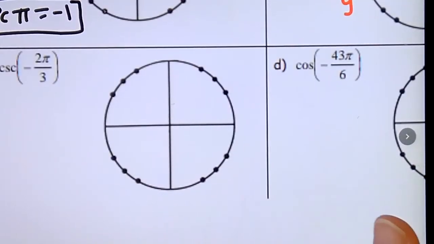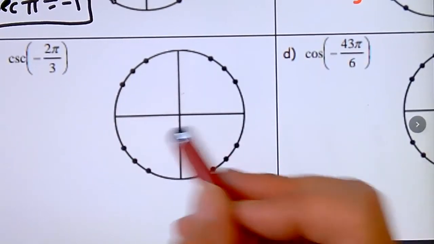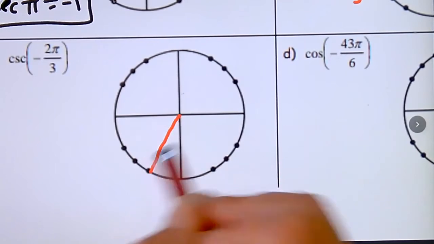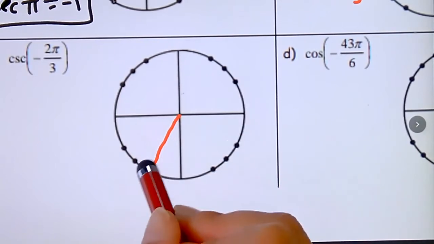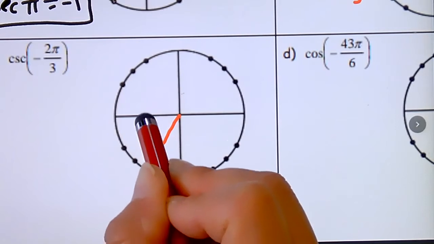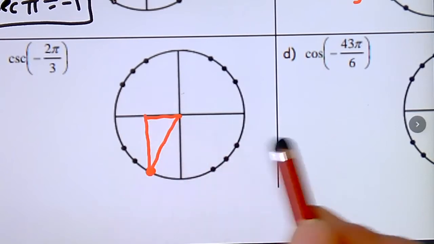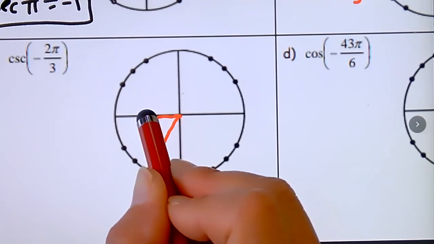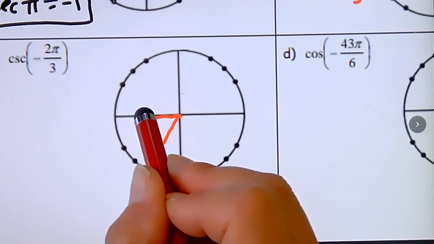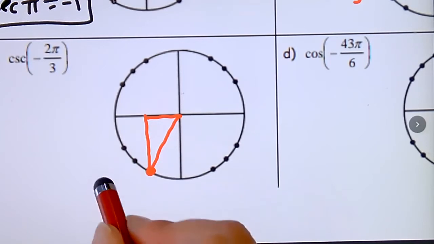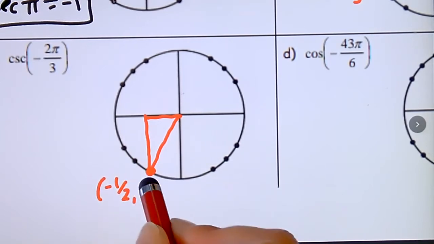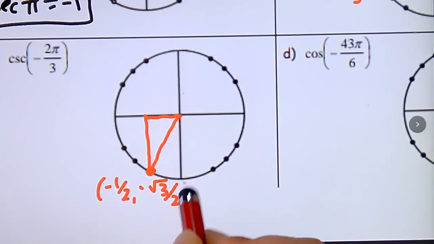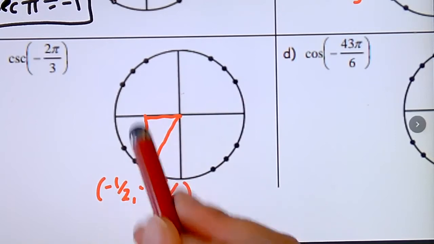It's a -2 pi thirds. So -2 pi thirds would be coming this way, so I end up here. And again, I draw it to my x-axis. I'm always starting at the origin. This is going to be short, comma, long, negative, comma, negative. So it's going to be a -1/2, negative √3/2. Again, short, long.